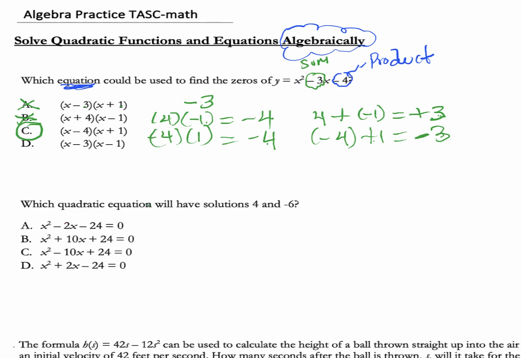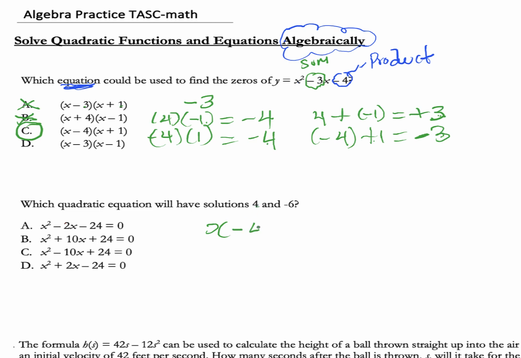Let's look at the second question. Which quadratic equation will have solutions for 4 and negative 6? The first thing I'm going to do with this is write it as an equation. Because this is the solution, I'm going to have x. Now I can't use 4. I'm going to use the opposite.